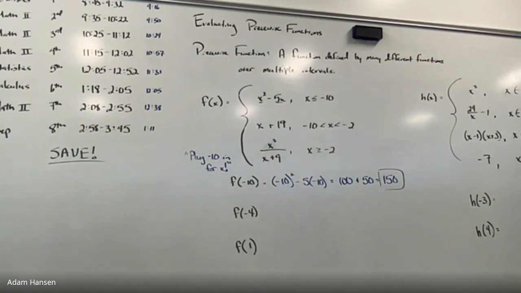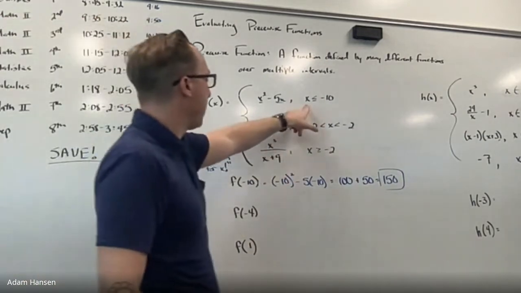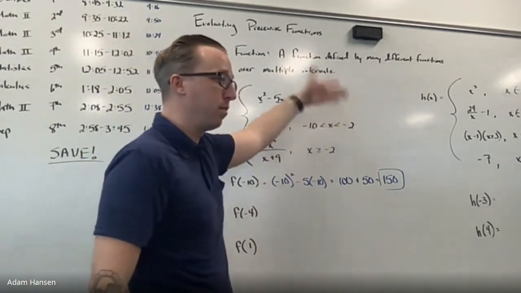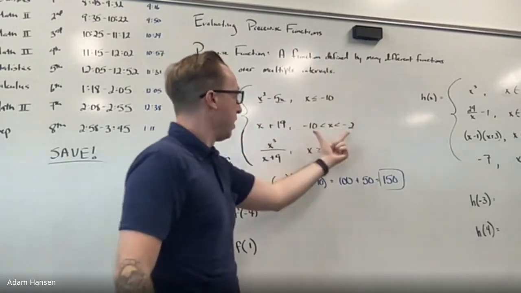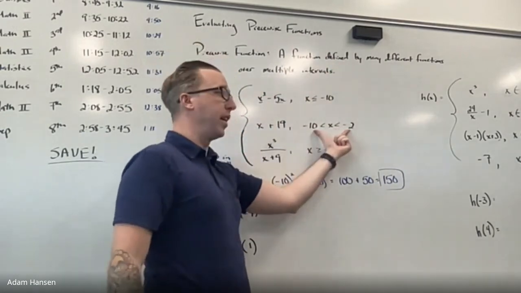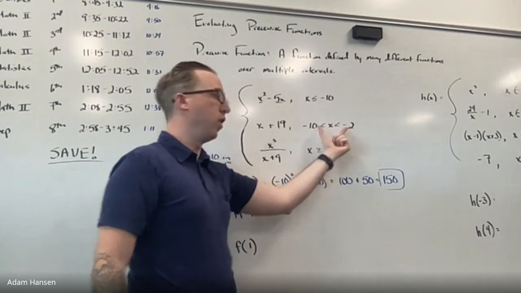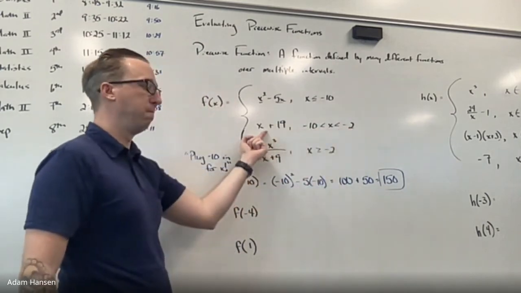Let's check the next one. Where is negative 4 going to go? The top, the middle, or the bottom? Middle. Well, okay. Not the top. Negative 4 is not less than or equal to negative 10. It's more than negative 10. Negative 4 is between negative 2 and negative 10. You bet. So let's plug negative 4 into this expression.